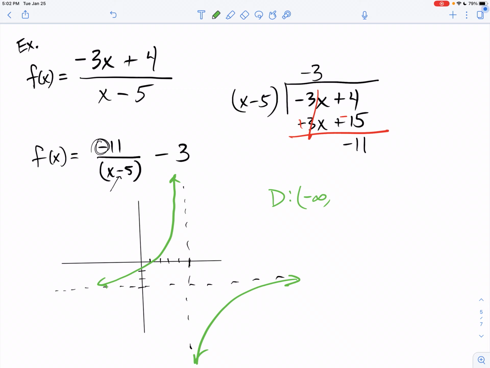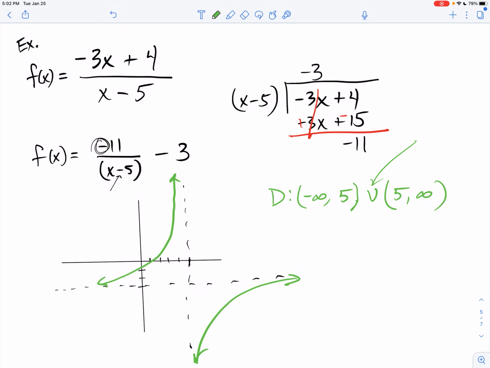So I'm going to say I am shifted 5 units to the right, which means I'm going to have an asymptote right there, which means I have a break in the action in my graph. Same thing goes with the range. Where's the break in the action? It's at -3. And away we go.